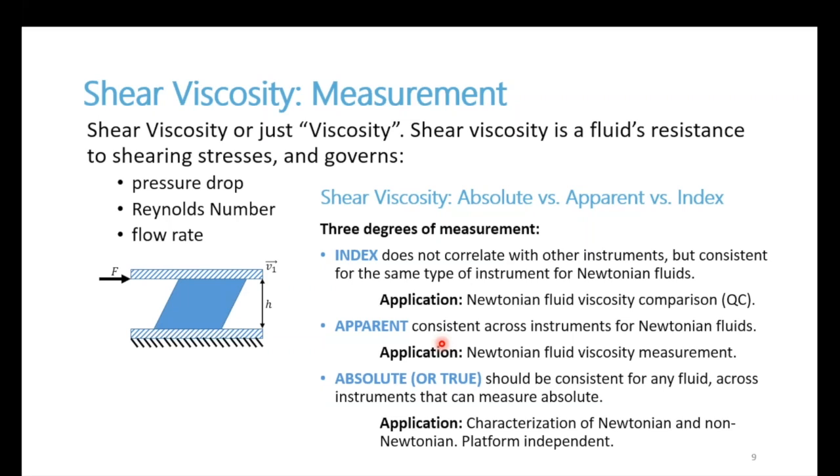Absolute viscosity, or true viscosity as we often refer to it, will be consistent for any fluid, and it will be consistent across different instruments. So if you are measuring, let's say, with a VROC chip or with a cone and plate or any other system that will allow you to control shear rate and measure viscosity as a function of shear rate, then you should obtain the same value and the same behavior for your samples. Of course, the applications will be characterization of non-Newtonian and Newtonian fluids, and it will be platform independent, as I just mentioned.